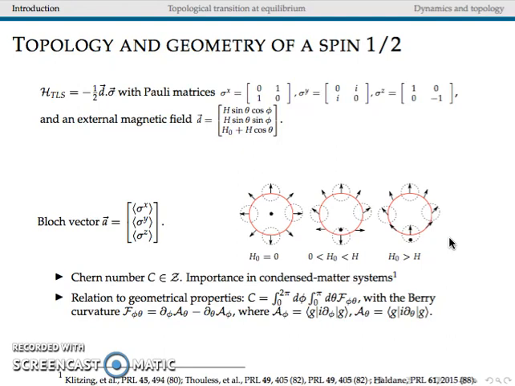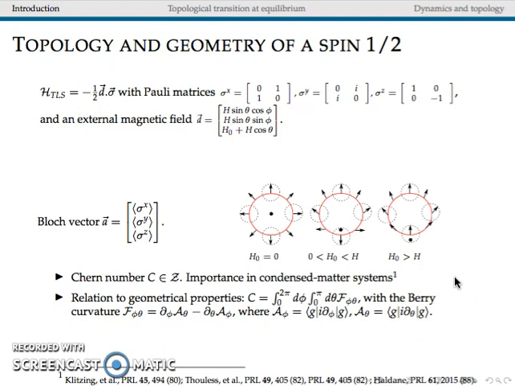This discussion illustrates the existence of an invariant integer describing the topology of the ground state manifold under the variation of a periodic parameter of the Hamiltonian. This so-called Chern number is very important in condensed matter systems. This global topological invariant can be related to a local geometrical quantity, the Berry curvature, which describes how the ground state of the system evolves for small variations of theta and phi.